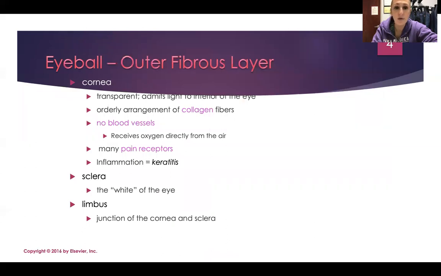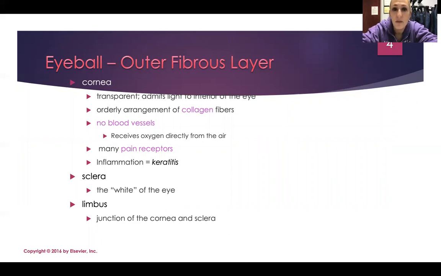So starting with that outer fibrous layer, it includes the cornea and the sclera. The cornea is transparent. It is the part of the eye, when you get real close, that covers the colored part and the pupil of the eye. It is transparent so that it can let the light through for visual image recognition. It lets that light through to get to the back. It's an orderly arrangement of collagen fibers. That's what gives it that fibrous layer. And it actually has no blood vessels at all.